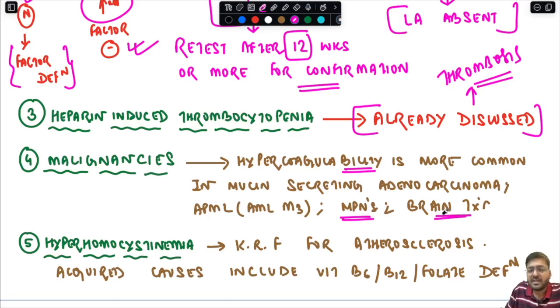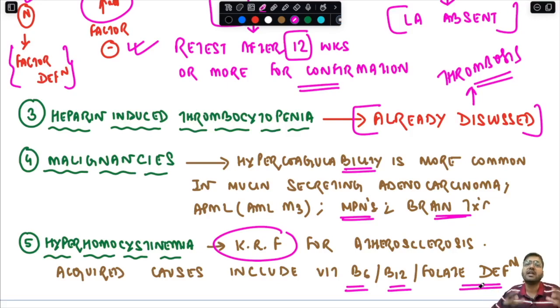Now, hyperhomocysteinemia, as I told you, can be both acquired as well as inherited. It is a known risk factor for atherosclerosis, and acquired causes of hyperhomocysteinemia include vitamin B6, B12 and folate deficiency. So with this, we have discussed in detail the inherited thrombophilia and the acquired thrombophilia, and we have discussed certain very important tests like the testing for the factor V Leiden mutation and evaluation of lupus anticoagulant in the laboratory.